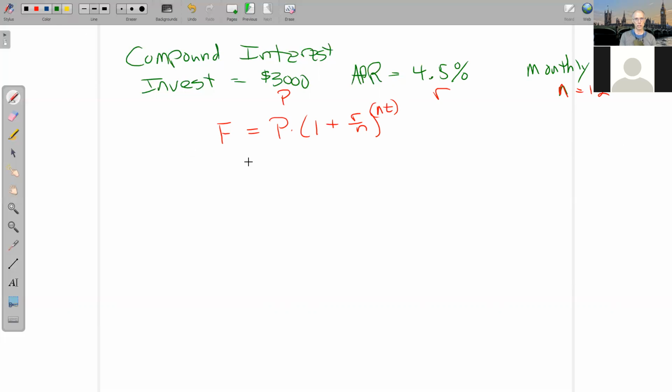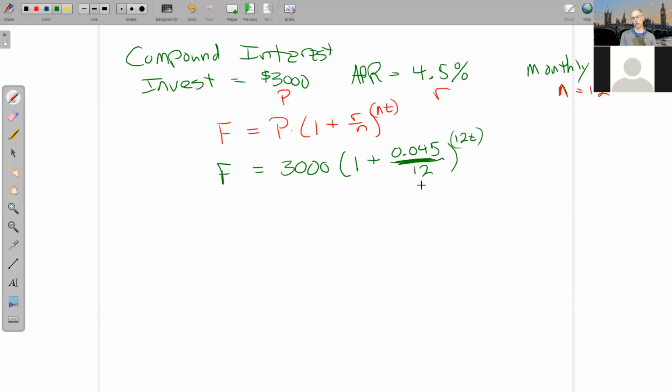So in this case here, I get the future value is based on my current investment, my present investment of $3,000, times parentheses 1 plus 0.045, right, because percent means divide by 100, over that 12 months. And notice the 12 is only under the rate. It's not under the 1. So that's an order of operations issue that we may come across. And then the power here would be 12 times t, and that may need parentheses.